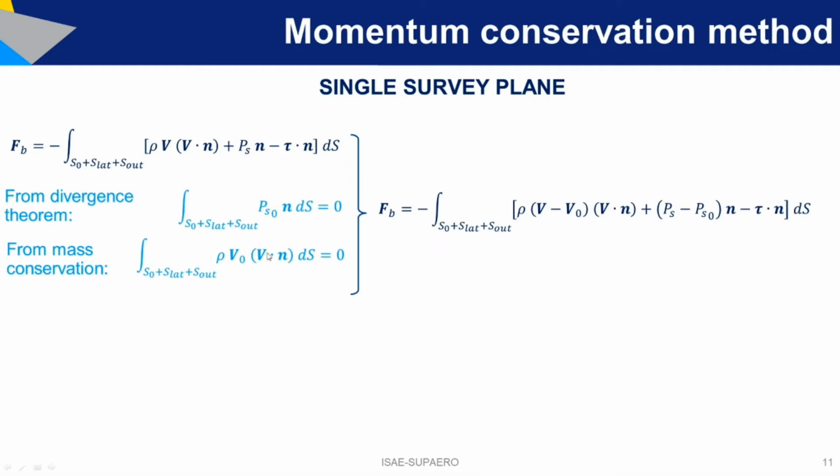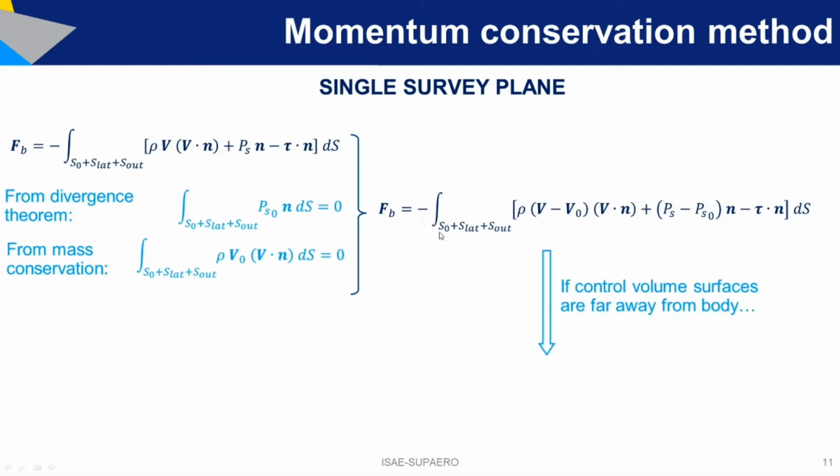What's the interest of doing that? What's the interest of converting this equation into this equation? Well, the advantage is that the fact of using perturbations, because this is a perturbation of velocity and a perturbation of pressure, will allow me to get rid of the lateral and the upstream surface.